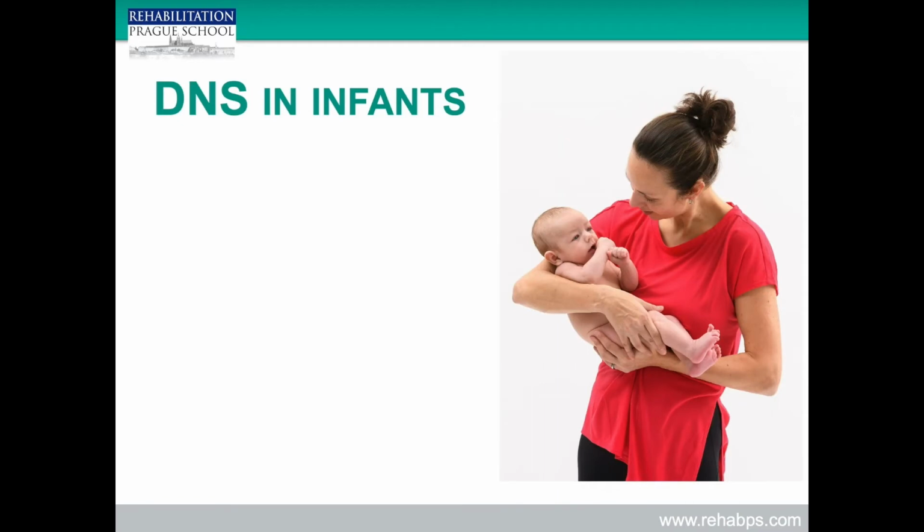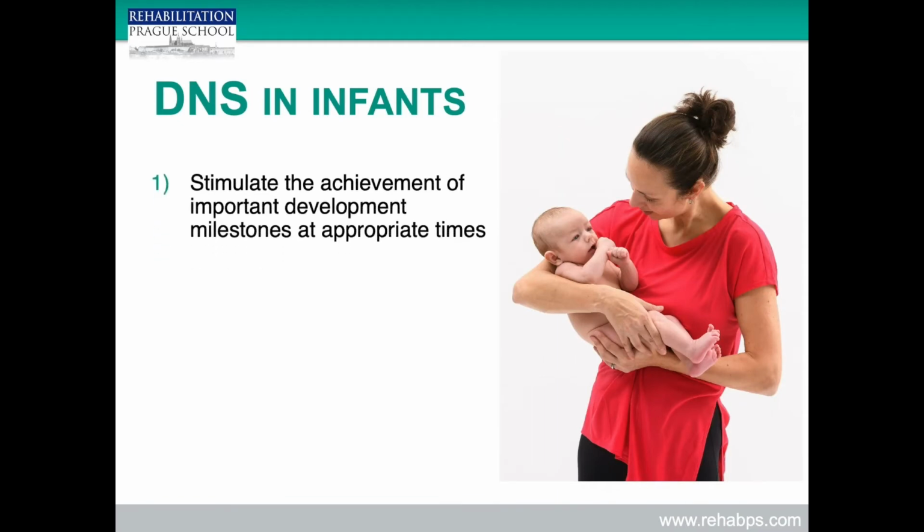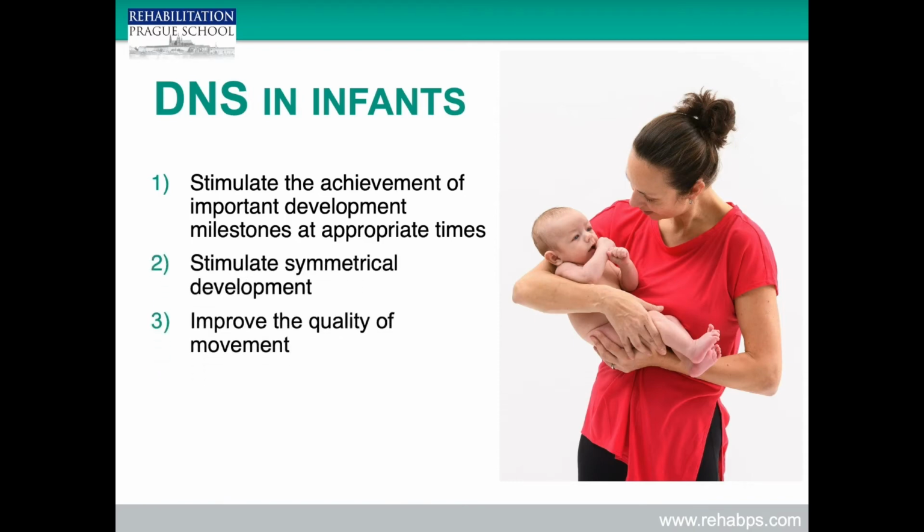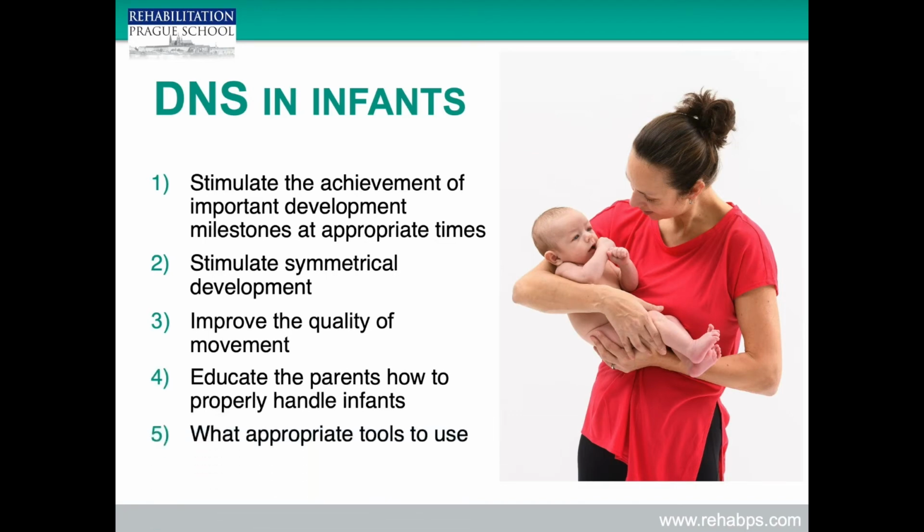Applying DNS principles in infants during the first year of life, we can stimulate the achievement of important developmental milestones at appropriate times. We can stimulate symmetrical development. We can improve the quality of movement. We can educate the parents how to properly handle infants and what appropriate tools to use.